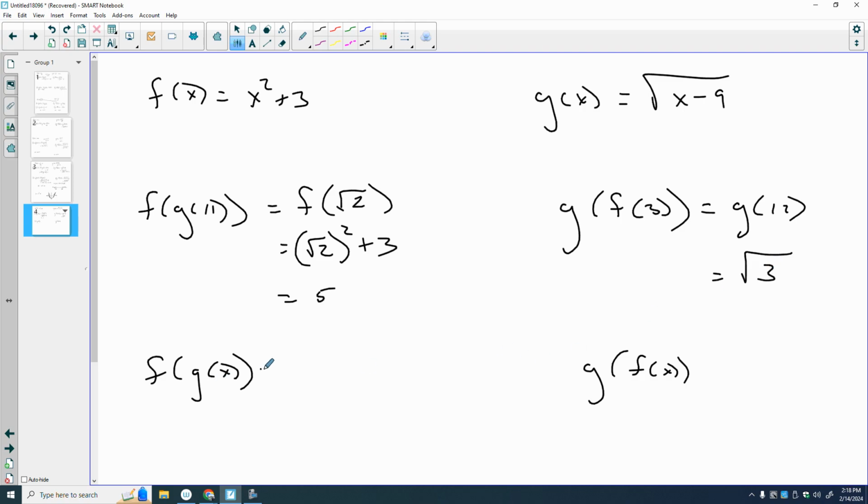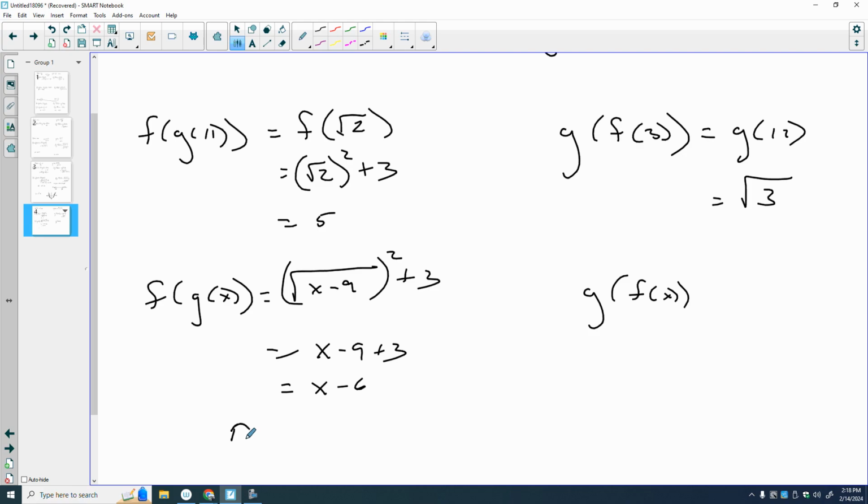Okay. Take g of x and put it in for x. So this becomes the square root of x minus 9, squared, plus 3. That becomes x minus 9, and I get x minus 9 plus 3, which equals x minus 6. Oh, wow, that's very similar to our last one. So then this domain looks like it's all real numbers, but this domain says that x has to be greater than or equal to 9, so my composite function's domain has to be x is greater than or equal to 9. Has to make g of x true.